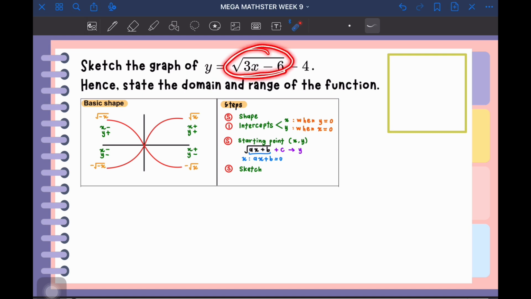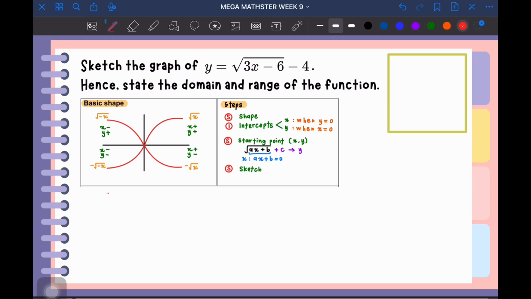So you have square root over here, and then after sketching, you need to state the domain and also range of the function. There is a use of "hence" over here, meaning that you need to find the domain and range based on the graph that you have sketched. Okay, so I have basic shapes over here. We have 4 basic shapes altogether, and I have steps on the right. So we have 4 steps that we need to follow. Okay, so without further ado, let's sketch our graph.